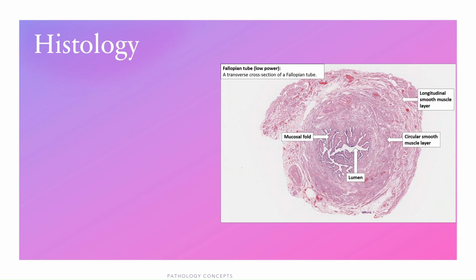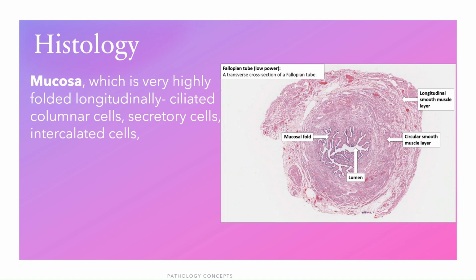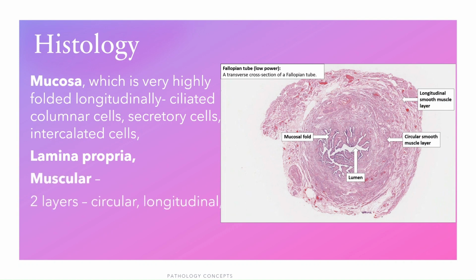Now let's learn the histology of the fallopian tube. 4 layers are there in the fallopian tube. First is the mucosa, which is highly folded longitudinally. It has ciliated columnar cells, secretory cells and intercalated cells. Second is the lamina propria. Third is the muscular layer. It has 2 layers. First, innermost is circular and the second, outermost is the longitudinal muscular layer. And fourth is the serosa, which is the mesothelium of visceral peritoneum.